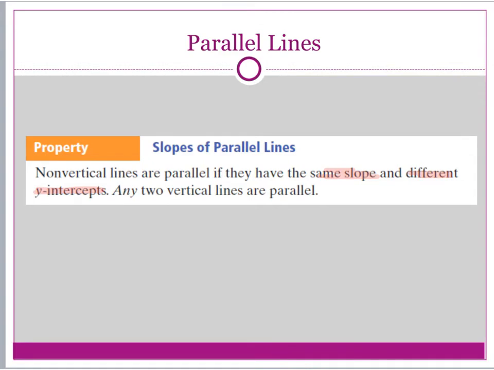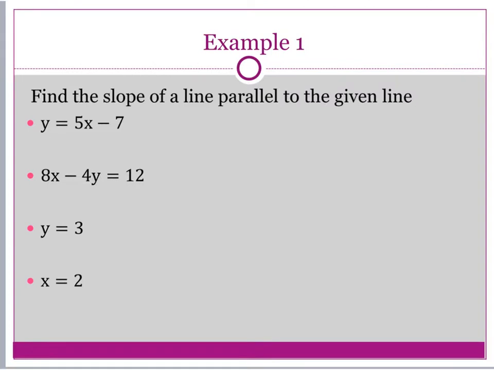So let's go ahead and take a look at a few examples. The first example says to find the slope of a line parallel to the given line. So ultimately, we have to be able to identify the slope. In this case, because I'm given y equals mx plus b in this equation here, all I have to do is find the slope of my line. And remember, the slope of my line is the term that is in front of the variable x. So in this case, my slope then is 5.